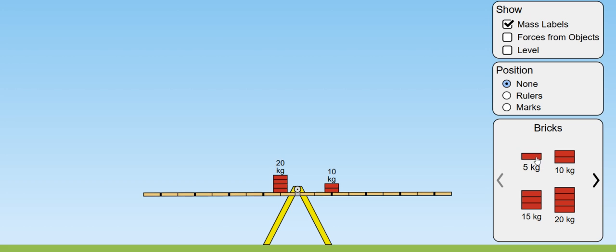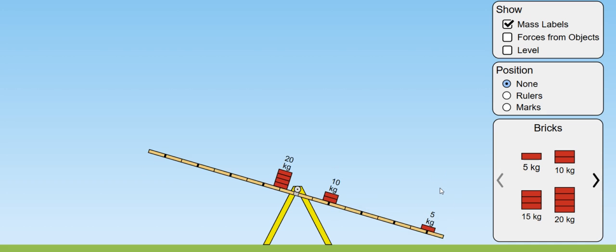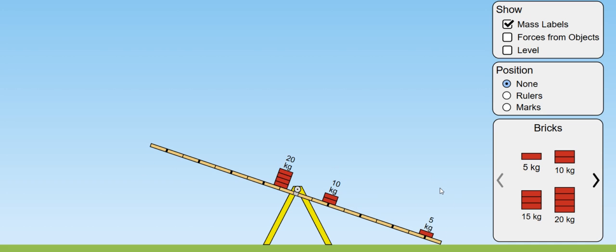Now, if I was to add just another 5 kg weight at the very end, you might think that may be ineffective, that it may not do anything. But let me tell you, it will. Just because it's a 5 kg weight doesn't mean that we can cancel it out, because the distance is much further away from the pivot than any other weight on the seesaw.